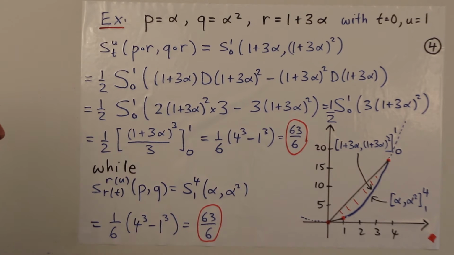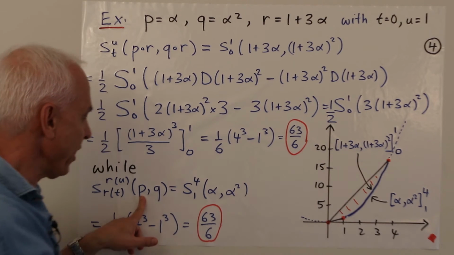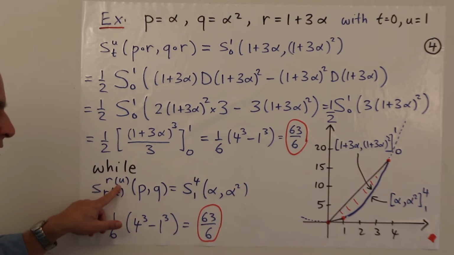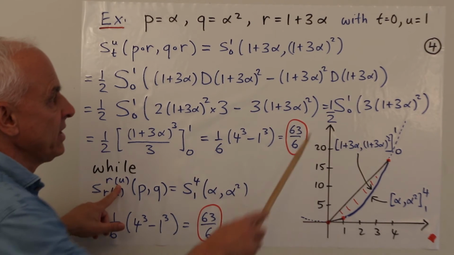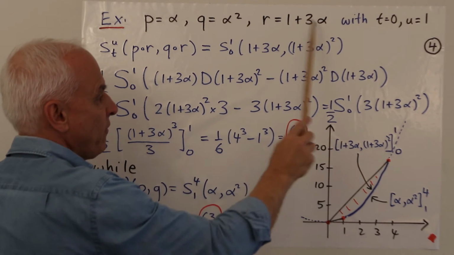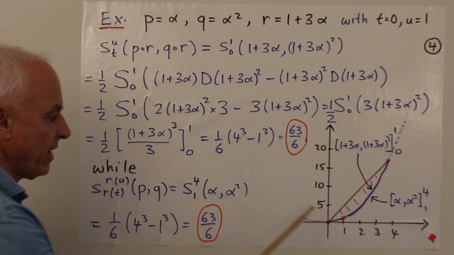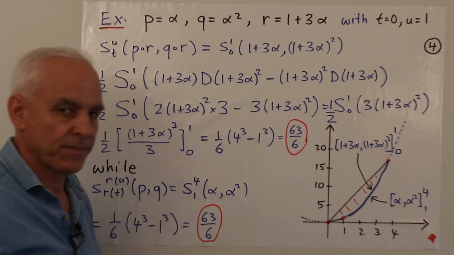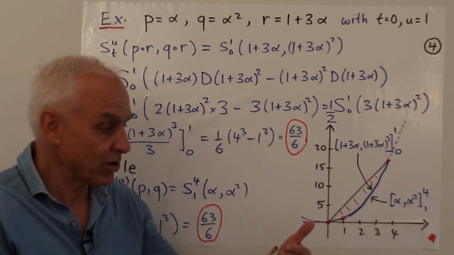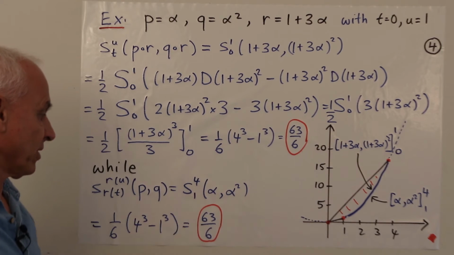Now, on the other hand, if we just stick with the curve PQ, alpha, alpha squared, now we have to go from R of t to R of u. R of t, R of 0 is 1, R of u is 4. So it's the signed area from 1 to 4 of alpha, alpha squared. So it's the same curve segment geometrically, but it's parametrized in a different way. And this integral is very easy to do.